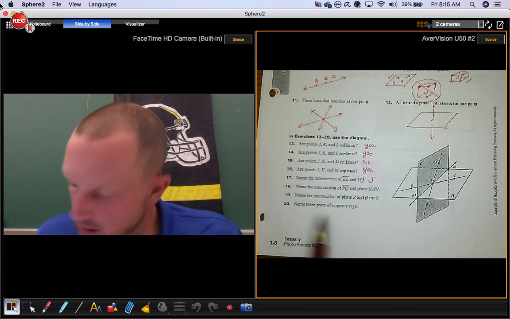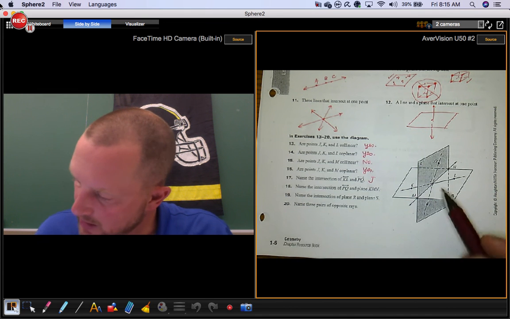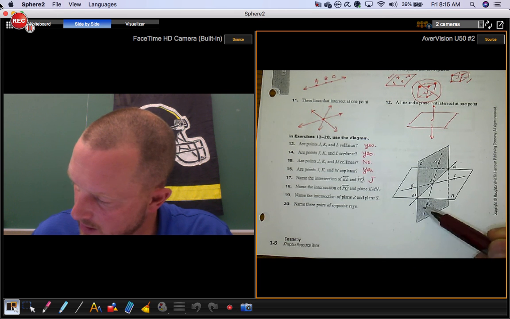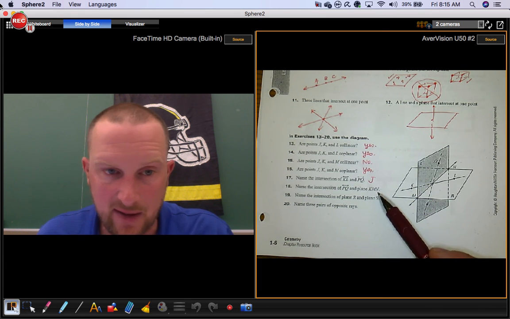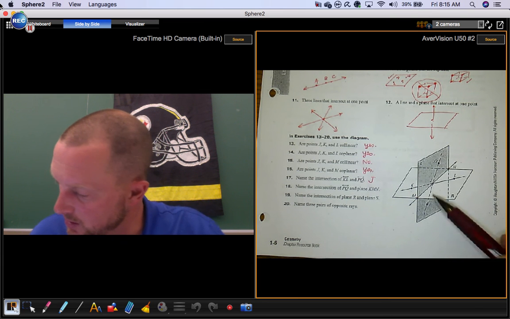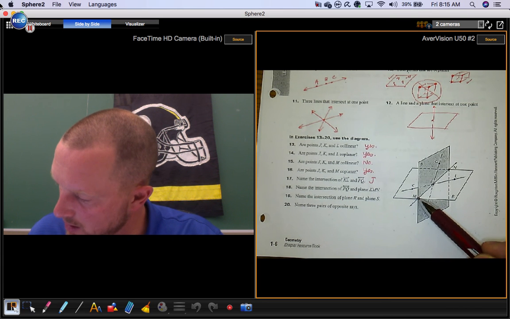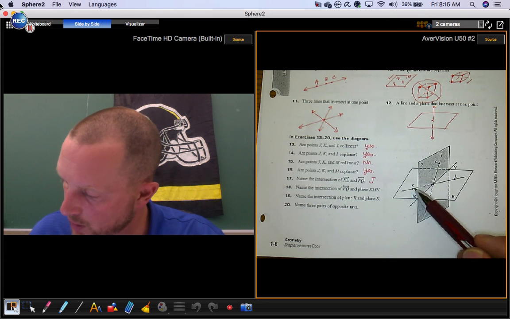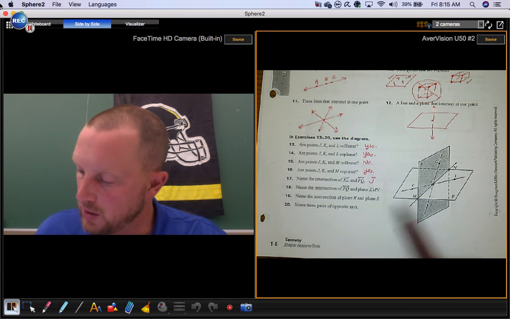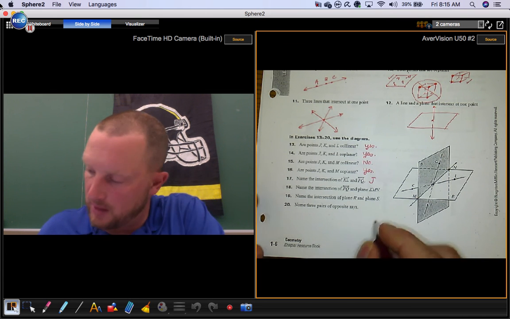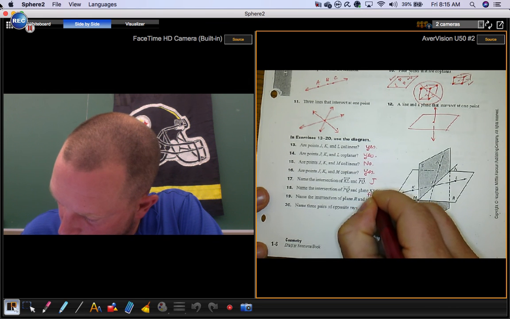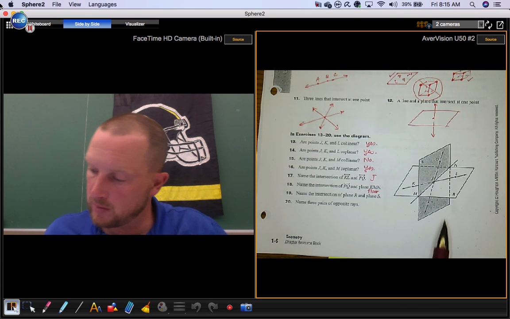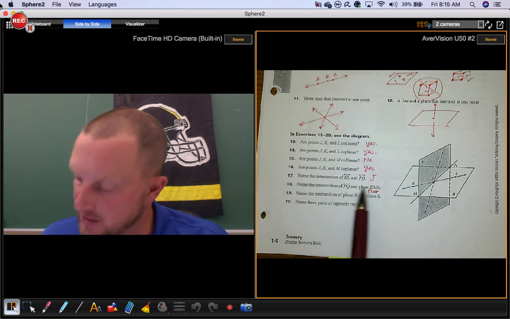Number 18, name the intersection of line PQ, that's this guy again, and plane KMN. So which plane is that? Let's look at the picture. Here's K, here's M, here's N. All 3 of those points are on the floor. So plane KMN, that's like your floor or the horizontal plane. So maybe I'll kind of write that in there for you. That's the floor. Does this line intersect with the floor?